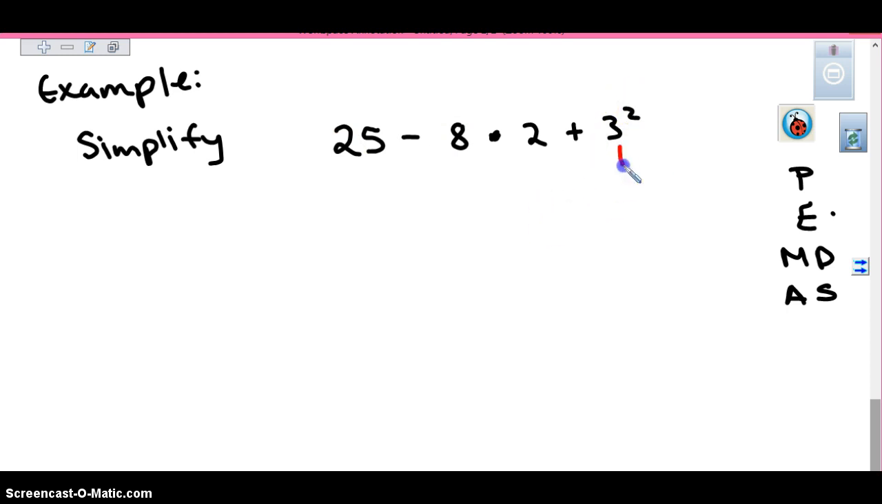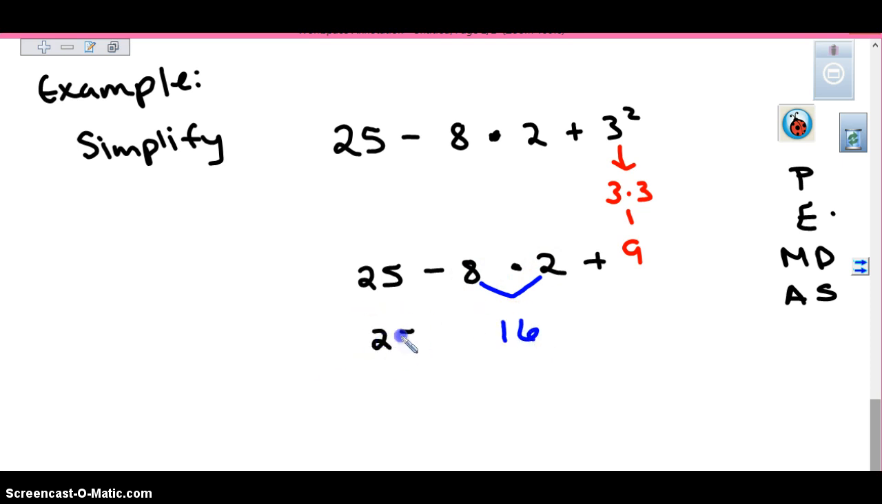Okay, so we don't have any parentheses. What's 3 squared? 3 times 3, which is 9. And we still have 25 minus 8 times 2 plus 9. What comes next? We did exponents, multiplication or division. What comes first from left to right? Subtraction, multiplication right here. So what do we have? 8 times 2 is 16. So we still have 25 minus 16 plus 9.